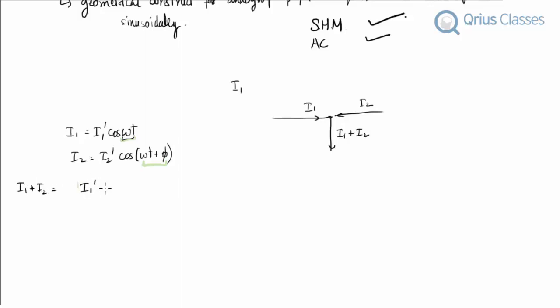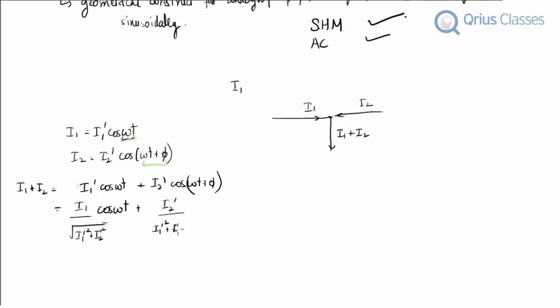So this will be I1 dash cos omega t plus I2 dash cos of omega t plus phi. So what we'll do is divide and multiply by the square root of I1 dash square plus I2 dash square. Cos of omega t plus I2 dash divided by the square root of I1 dash square plus I2 dash square, cos of omega t plus phi, multiplied by the square root of I1 dash square plus I2 dash square.